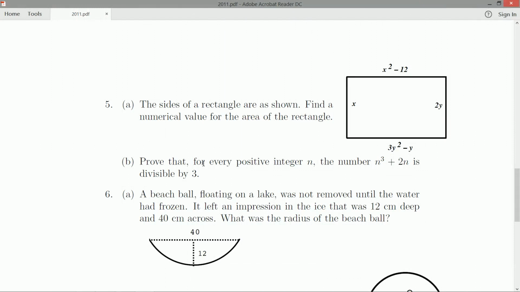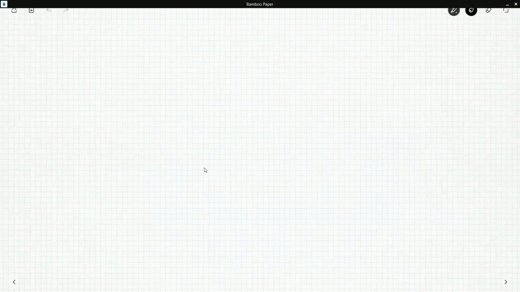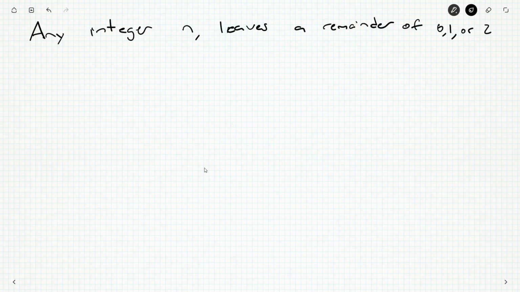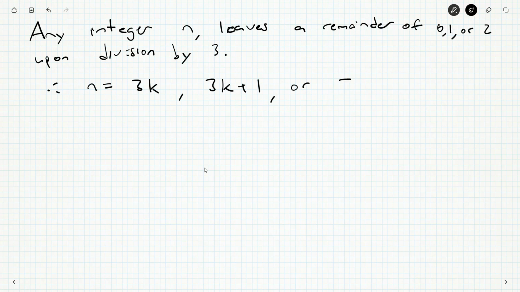5B, prove that for every positive integer n, the number n cubed plus 2n is divisible by 3. Okay. So, any integer n leaves a remainder of 0, 1, or 2 upon division by 3. So that tells me n equals either 3k, 3k plus 1, or 3k plus 2.